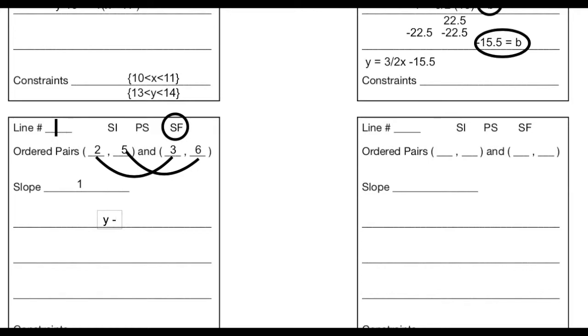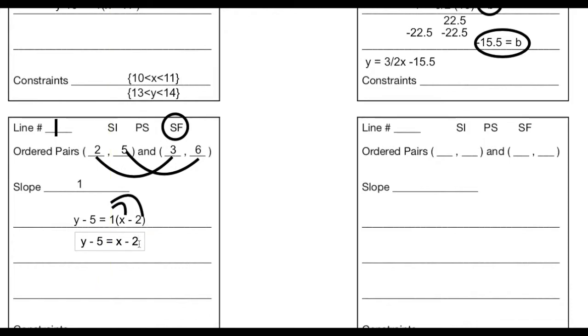So I'm going to take y minus one of my y values, which is 5, equals m, my slope, 1, times x minus the x value for that ordered pair, which is 2. And then I'm going to distribute the 1 right here to the x and to the 2. And that's pretty easy because we're just going to be left with y minus 5 equals x minus 2.